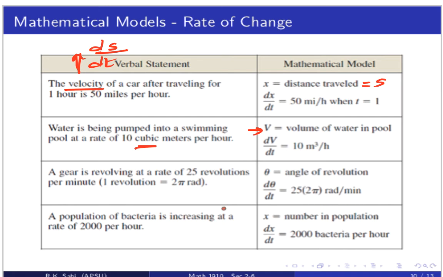If you're looking at population, so if a population of bacteria is increasing, that means we're looking at the number of bacteria here. So if x is the number in the population, according to this problem, dx over dt is 2000 bacteria per hour. So this just gives an idea when you're looking at a problem. We are looking at volume, velocity, population, all those things. Okay, one more example.